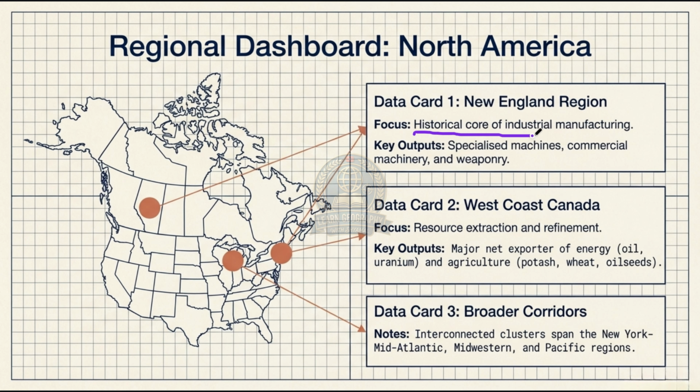Historical core of industrial manufacturing. Key outputs: specialized machines, commercial machinery and weaponry. Then West Coast, Canada: resource extraction and refinement. Major outputs: major net exporter of energy like oil, uranium, and agriculture like potash, wheat, oilseeds. Okay, potash is not agriculture. Broader corridors: nodes, interconnected clusters span the New York, Mid-Atlantic, Midwestern, and Pacific regions. This is about North America industrial regions.